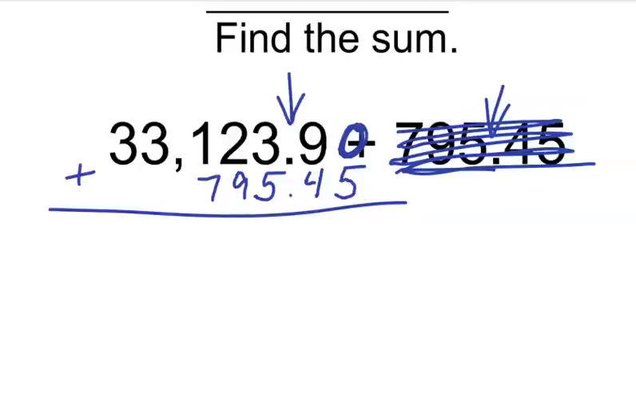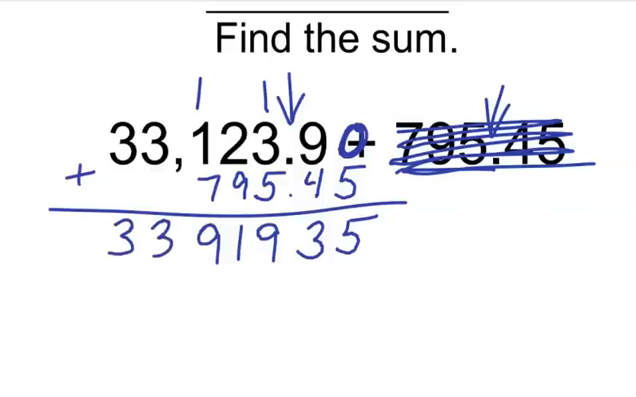5 plus 0 is 5. 9 plus 4 is 13. Basically, 3 and 1 is 4, plus 5 is 9. 9 plus 2 is 11. 7 plus 1 is 8, plus 1 more is 9. And then we have a 3 and a 3. We'll bring down the decimal right here, move over 3 places, and put our comma. Our answer is 33,913.35. And there's our answer.